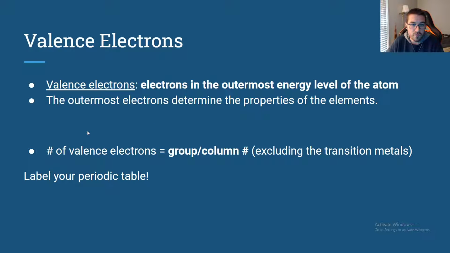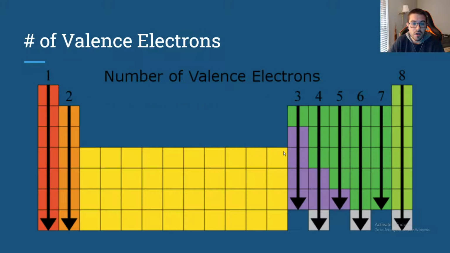We can use, because of that pattern we just talked about, the periodic table to easily determine the number of valence electrons in an element. Okay? It's just equal to the group or column number if you exclude the transition metals. Here's what I'm talking about. This pattern doesn't work for these elements down here. Okay, so the transition metals, they kind of break the rules, and so the pattern that we're going to talk about today doesn't apply to these.